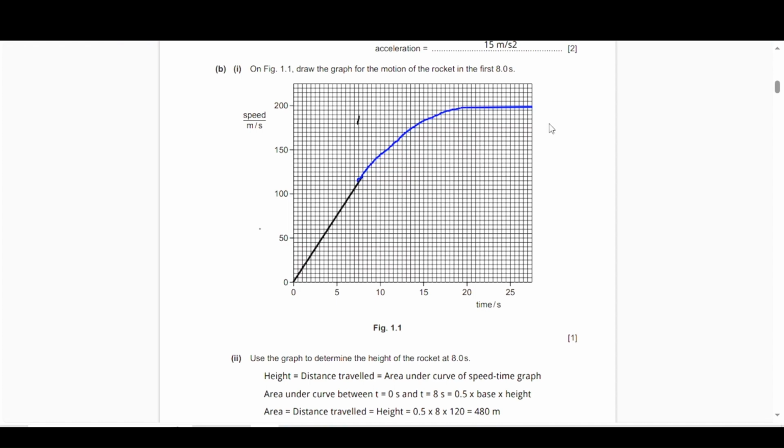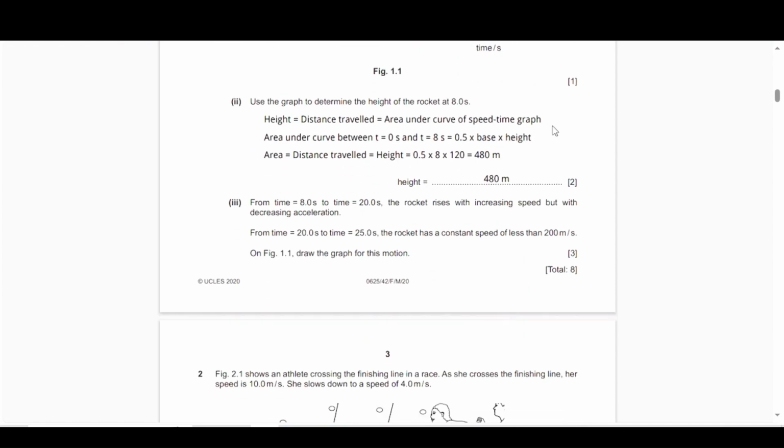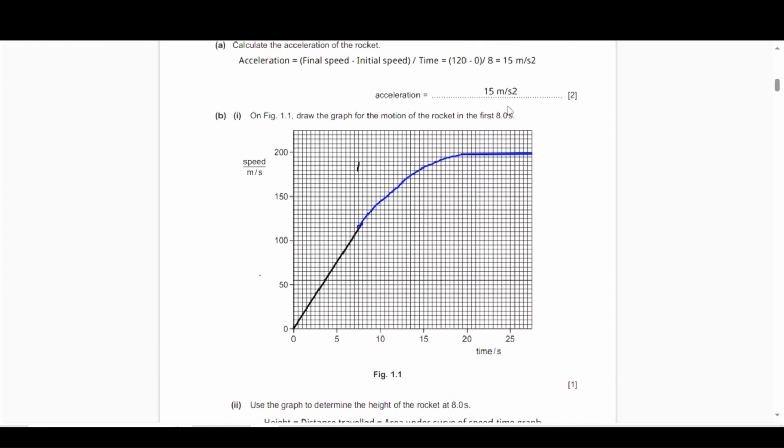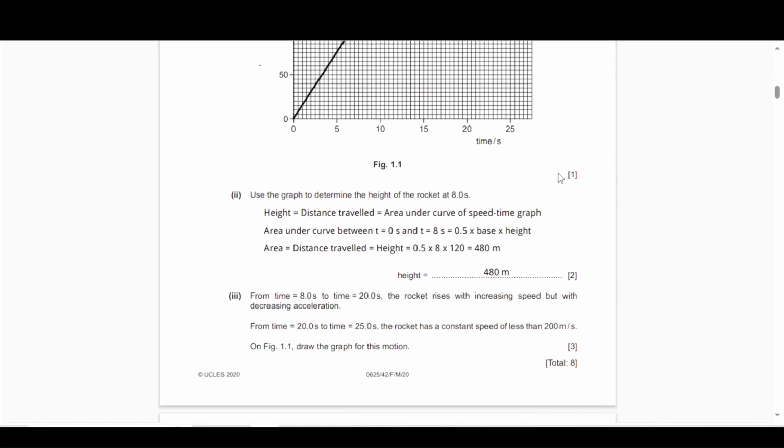So we've got that. And then at the end, we say it moves at a constant speed that's just slightly less than 200 meters per second. You've got 200 meters per second there. That's essentially 200 meters per second right above the line. And we've got a straight section there from 20 to 25 seconds where it's just literally going flat. So hopefully that makes sense.